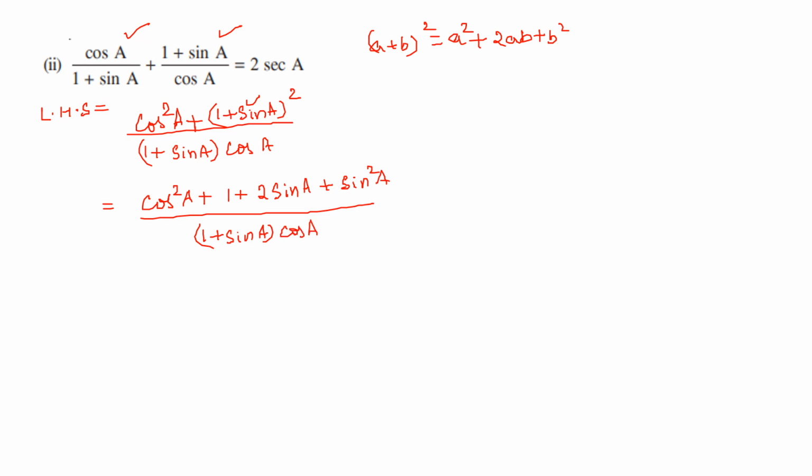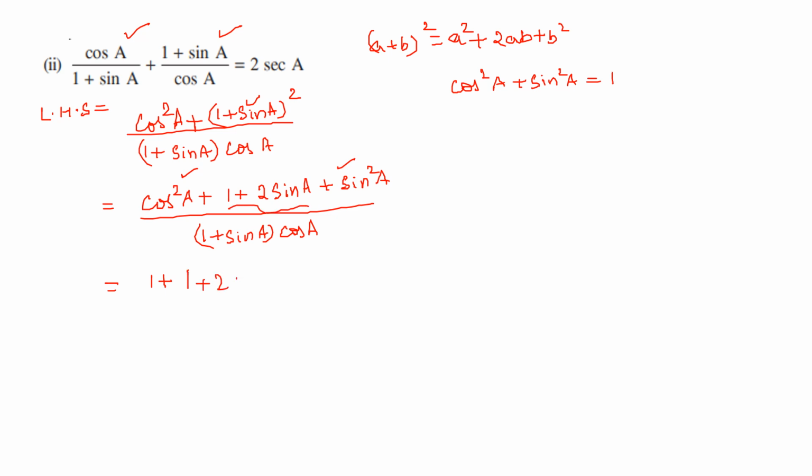Now next step, if you see cos square A plus sin square A, we have this identity, right? Cos square A plus sin square A gives the value 1. So in place of cos square A plus sin square A, I can write 1, and then I will write the remaining 1 plus 2 sin A.